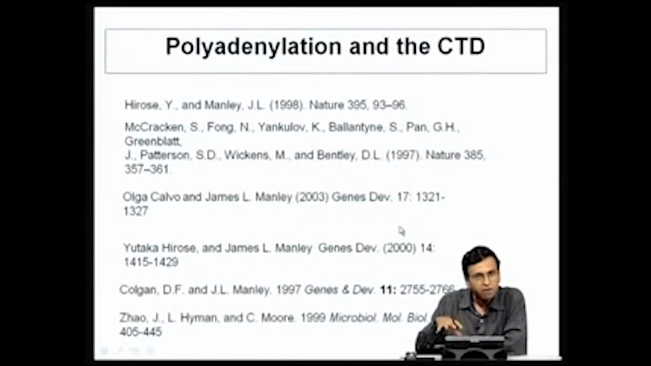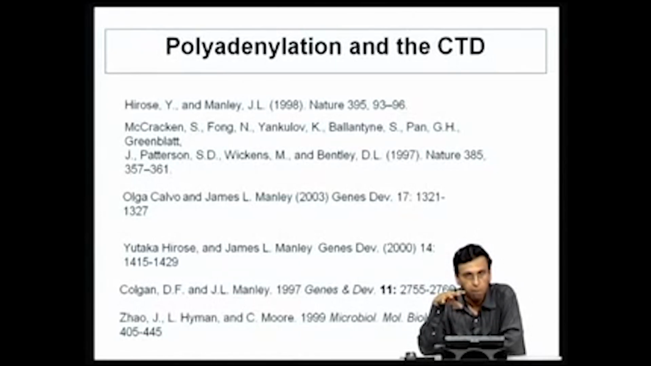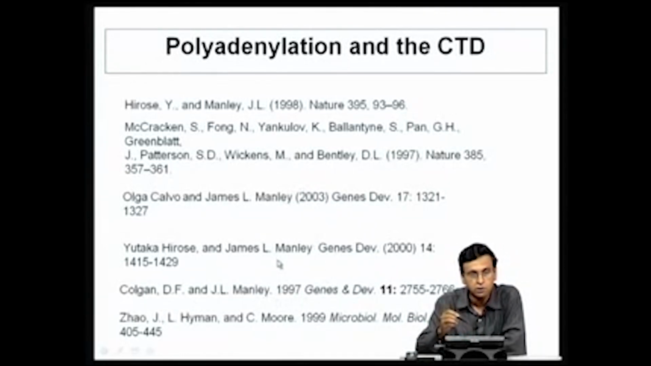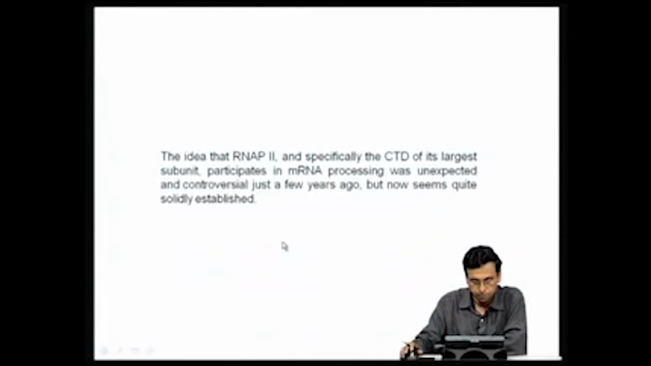I have just given a number of papers which describe the major advances that took place in deciphering the mechanism of polyadenylation, especially the role of the RNA polymerase C-terminal domain in polyadenylation. You can go through some of these papers and read a little bit more. And as I told you, James Manley has published a number of papers during the late 90s and early 2000s to understand the mechanism of polyadenylation.